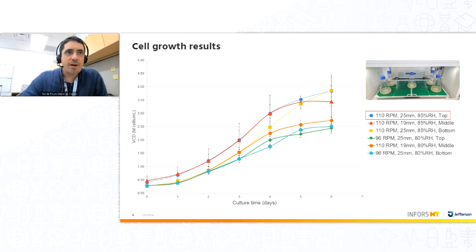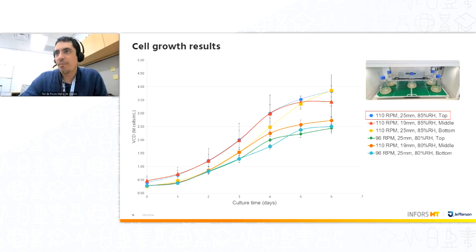All right, so finally, the results. Here we can check the results for cell growth, viable cell density with time. For all these experiments, the different positions inside the cabinet had similar results, so we just consider the flasks inside the same cabinet as replicates. That's where we get the standard deviation in the graph.